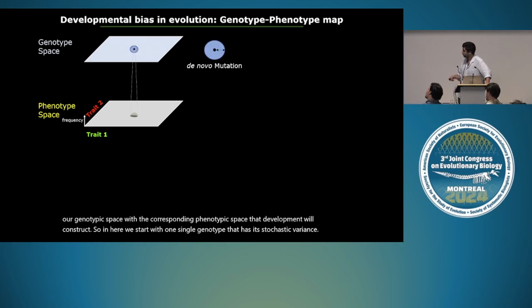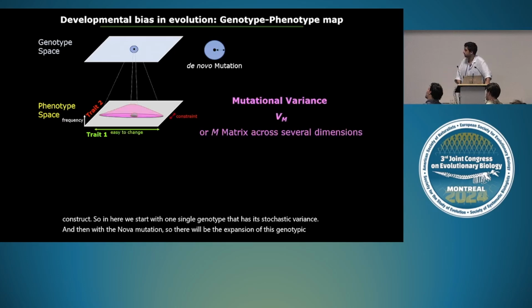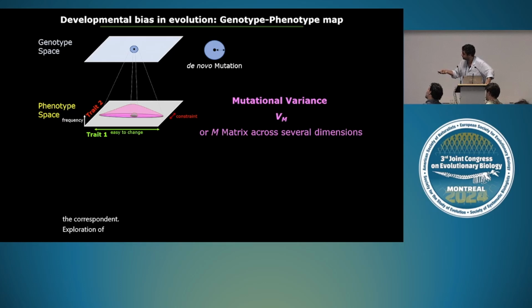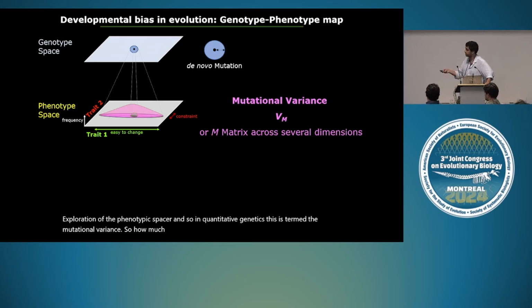And then with de novo mutation, there will be an expansion of this genotypic space with a corresponding exploration of the phenotypic space. In quantitative genetics, this is termed the mutational variance: how much phenotypic variance can be generated with de novo mutation. In this example, trait 1 is very easy to change, so it has a high mutational variance, while trait 2 is very difficult to change, okay?